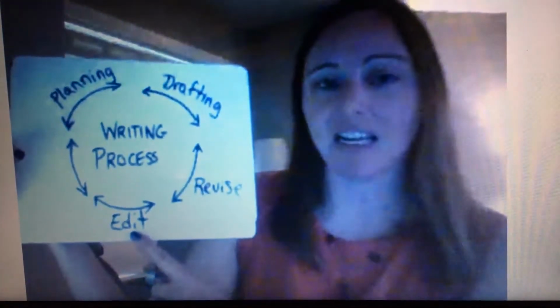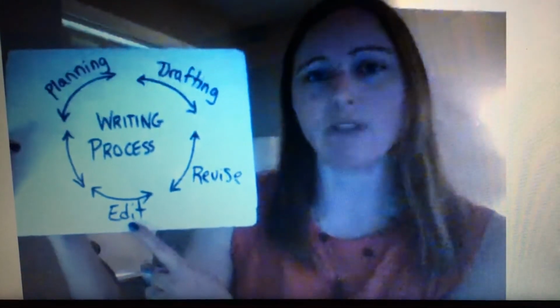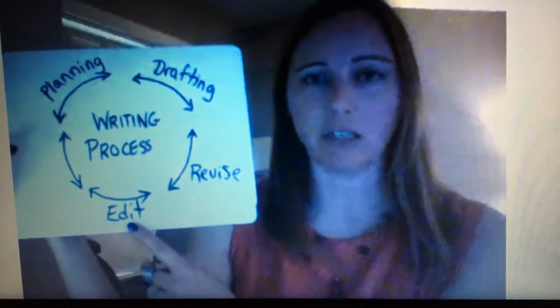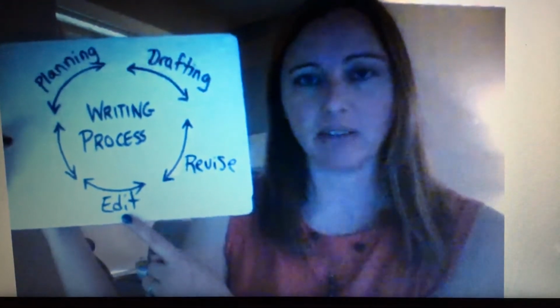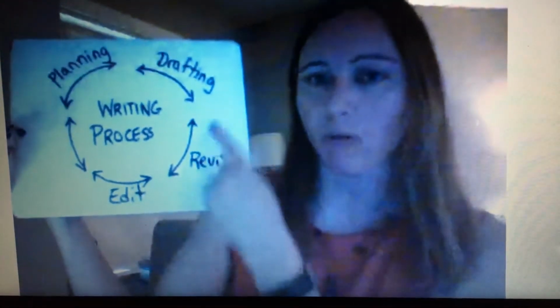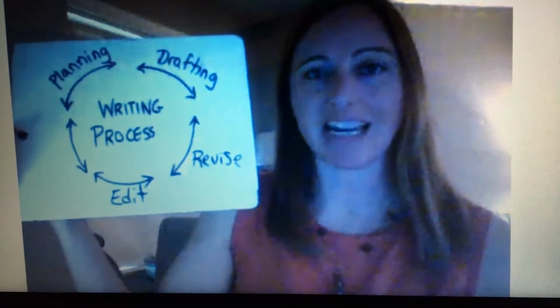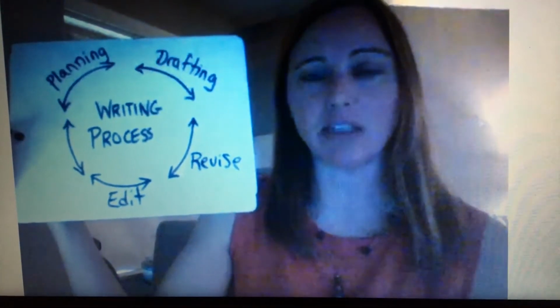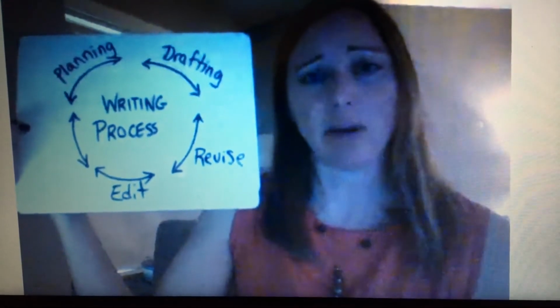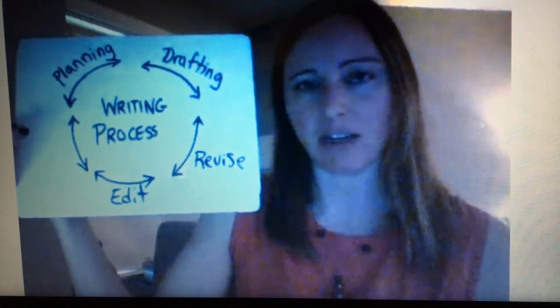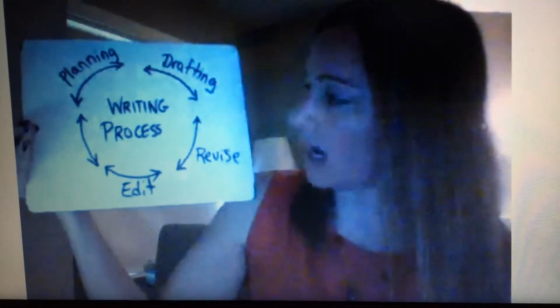And then editing. This is where you're taking time to fix up your punctuation and your spelling to make sure that your writing is readable to others. Now, again, the arrows go both ways. You should always be editing as you go, getting as close as you can to correct spelling along the way, and writing in punctuation every time you come to the end of a complete thought. So keep that in mind.